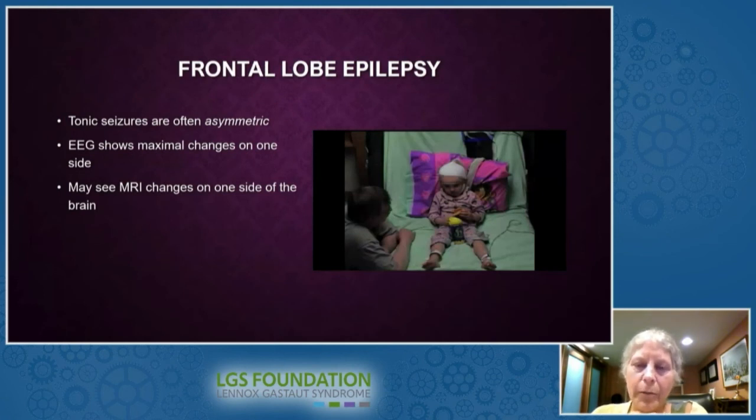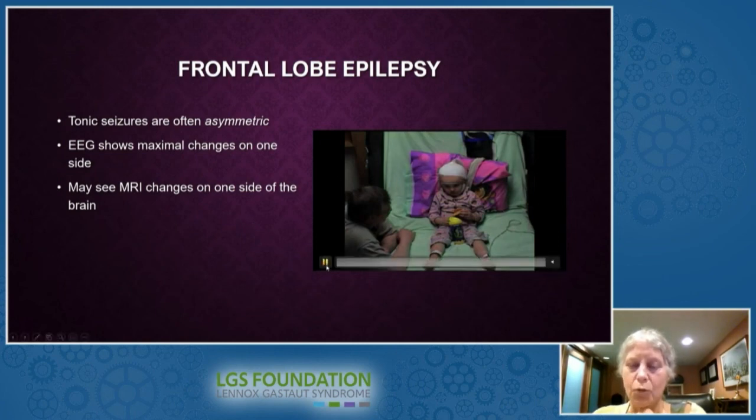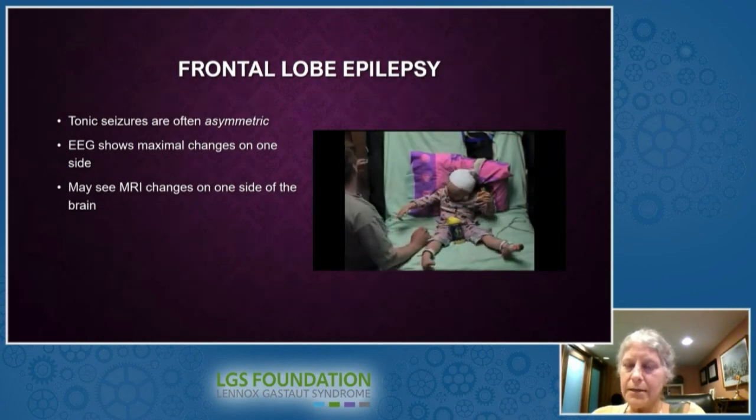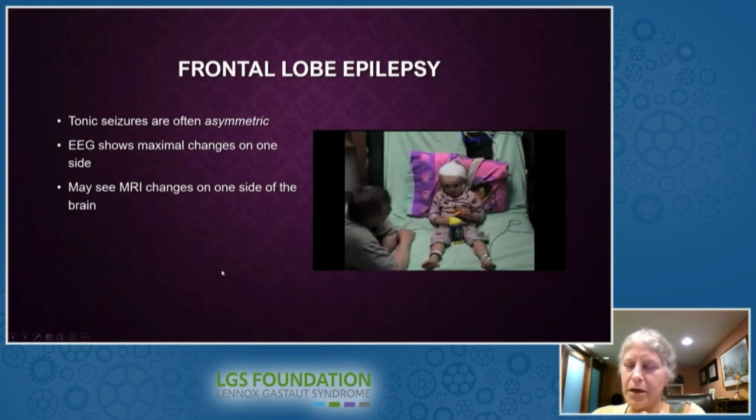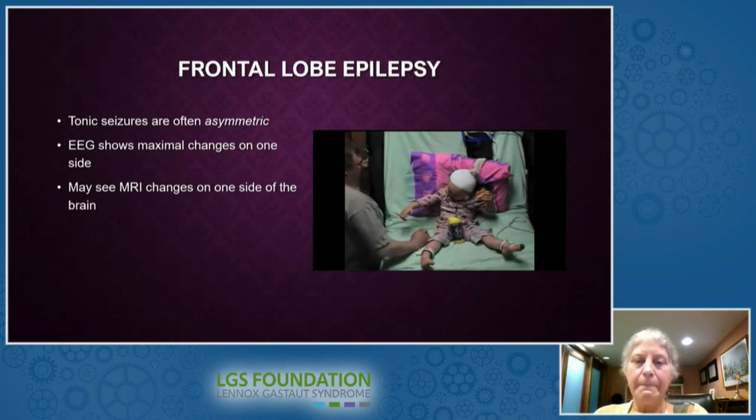And then frontal lobe epilepsy can occasionally be miscalled as Lennox-Gastaut. So these patients can present with asymmetric tonic seizures, and that's the clue, because oftentimes frontal lobe discharge can be seen bisynchronously. You can sometimes miscall this as a generalized discharge, but the EEG often shows maximal changes on the side that it is arising from. And then the MRI can also show you changes on one side of the brain consistent with frontal lobe focus. And so this is a young girl here you can see with asymmetric tonic seizures, and she actually had a malformation of cortical development in her left frontal region.